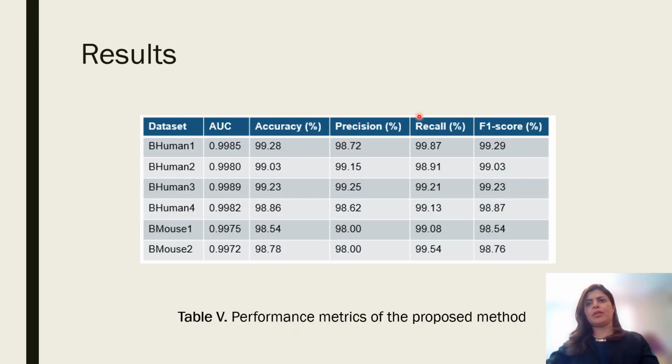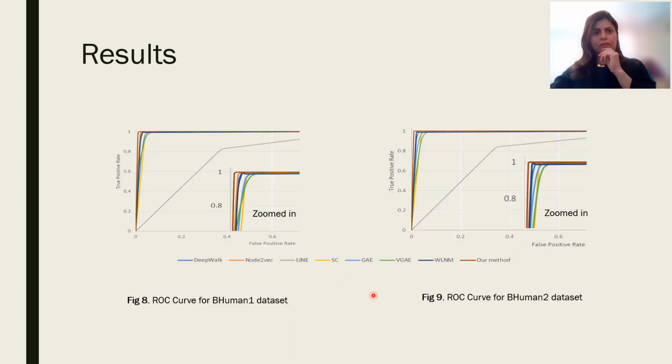Also, we calculated other performance metrics, including accuracy, precision, recall, and F1 score, on all of the datasets, and it shows approximately 99% for all performance metrics as well. These figures provide the ROC curve for only two of the datasets, with the true positive rate against the false positive rate. It's noticeable that the proposed method surpasses other approaches because the curve is closer to the top left corner, indicating better performance in both figures.